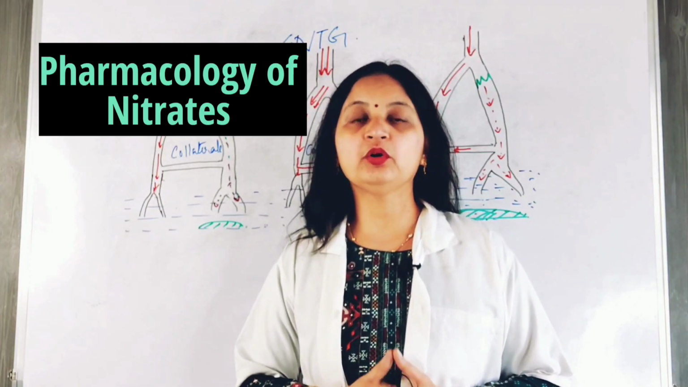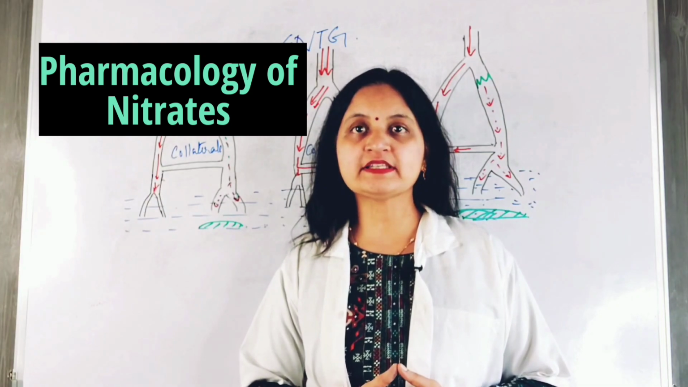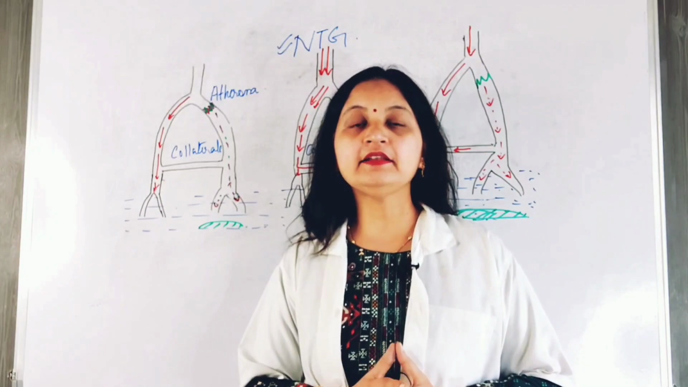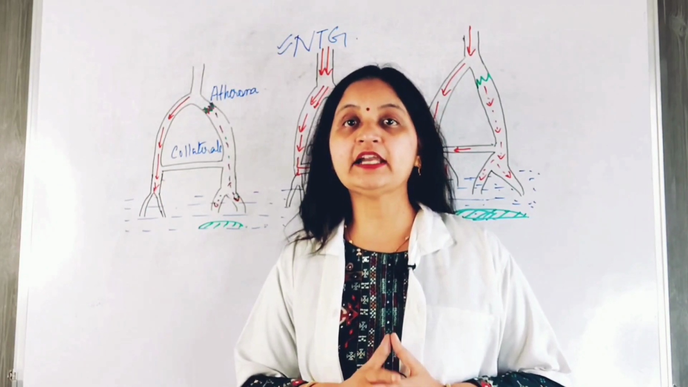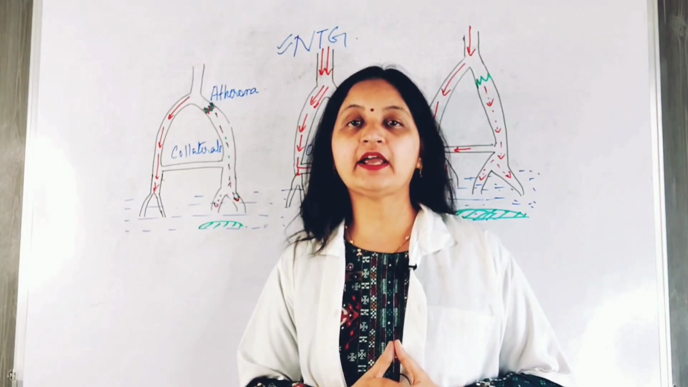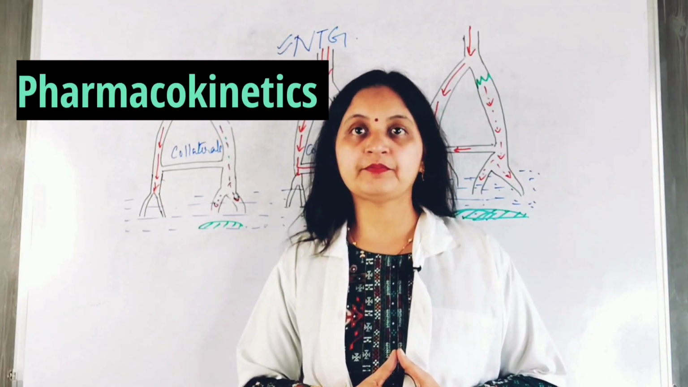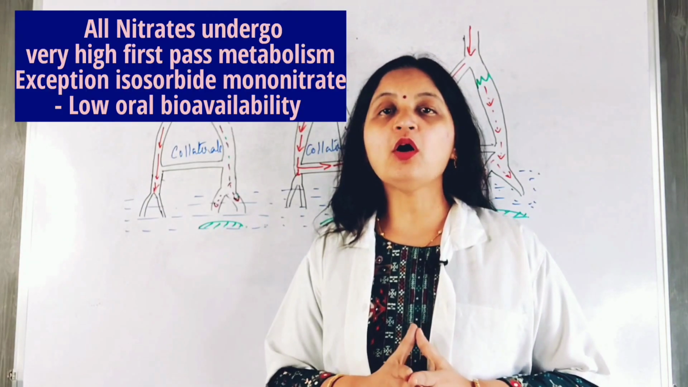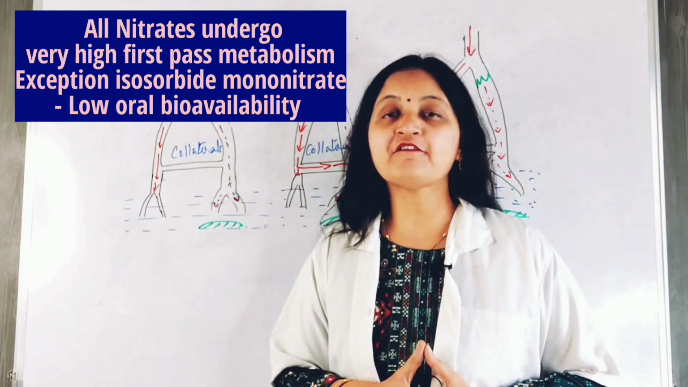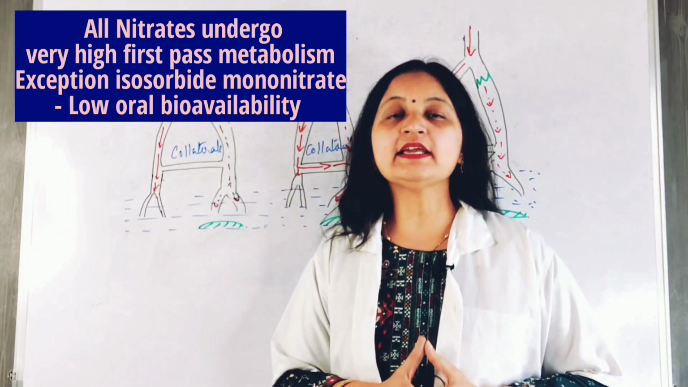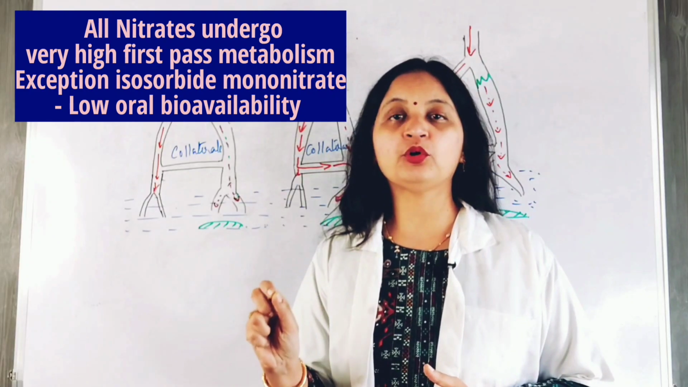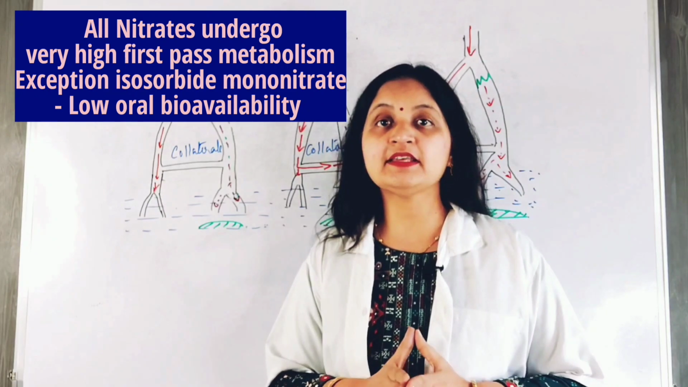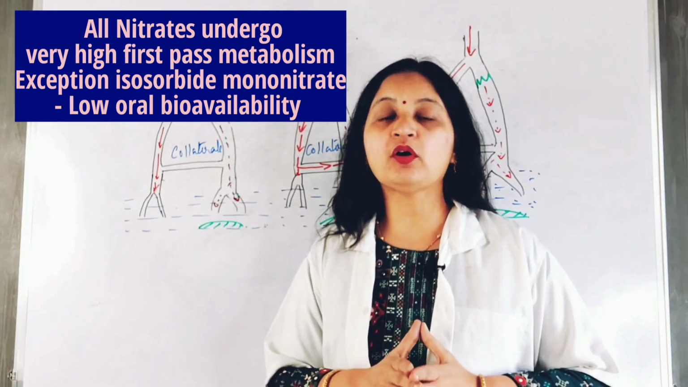The nitrates include glyceryl trinitrate or nitroglycerine, isosorbide dinitrate, isosorbide mononitrate, erythritol trinitrate, erythritol tetranitrate, amyl nitrite, sodium nitrite, and so on. An important pharmacokinetic feature of nitrates is that all nitrates undergo very high first pass metabolism with the exception of isosorbide mononitrate. So nitrates undergo very high first pass metabolism, and this results in less bioavailability.